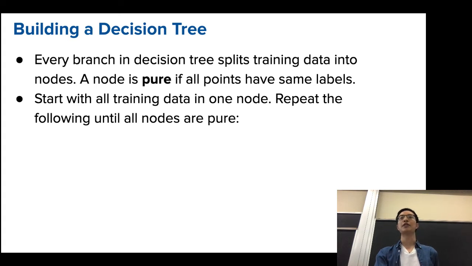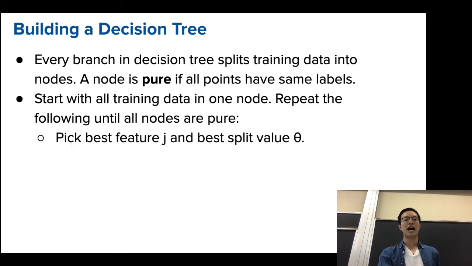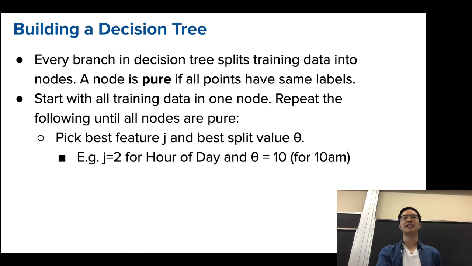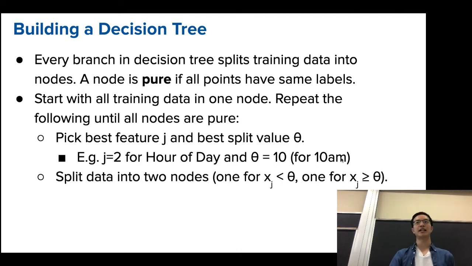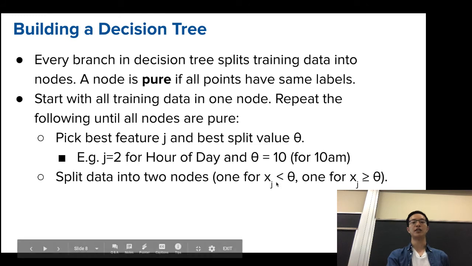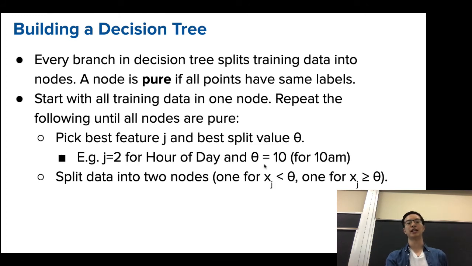So the basic algorithm for the decision tree is, I'll start with all my training data in one node, and then I'll repeat the following until all the nodes are pure. I will find the best feature and the best splitting value for that particular node. For example, I might decide that I want to use j equals 2 for hour of day, and I want to split the data on 10 a.m. And then I'll split my data into two nodes, one where all the data points fall before the split, and one where all the data points fall after the split.